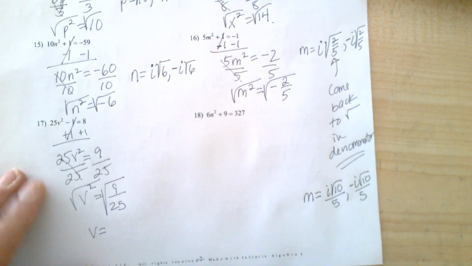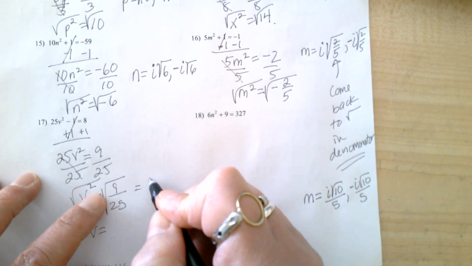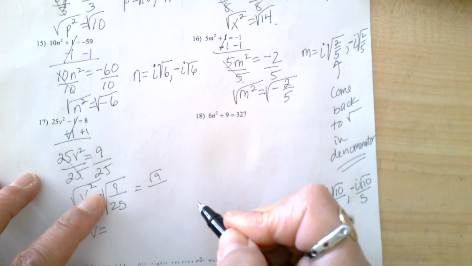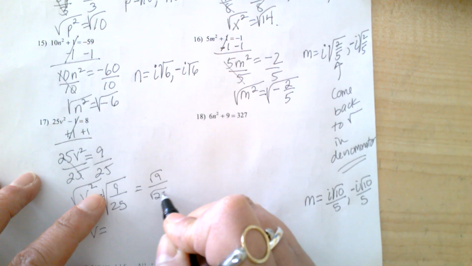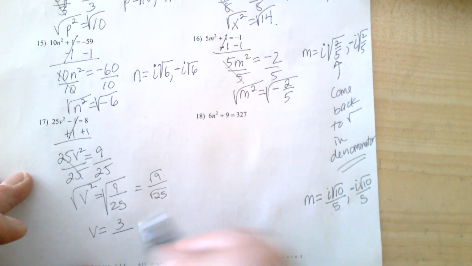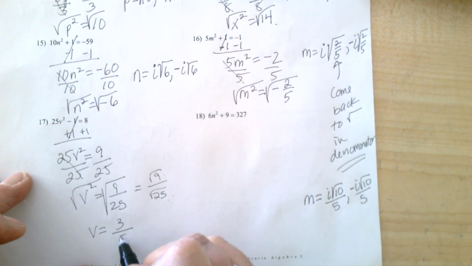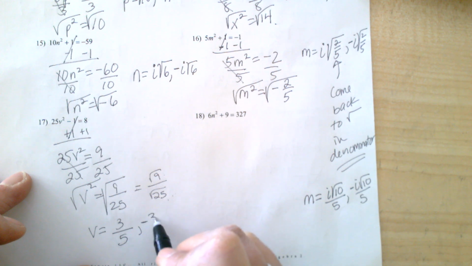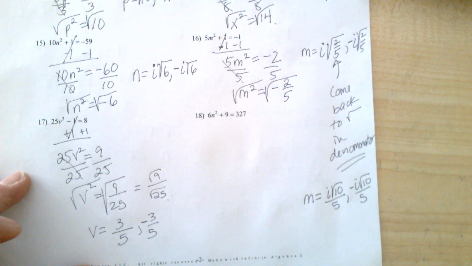Now, when we do the square root, we can take the square root of 9 and we can take the square root of 25. So this works out really nice. Everybody, what is the square root of 9? You're right, 3. What is the square root of 25? You're right, 5. And yes, don't forget negative 3 over 5 as well.